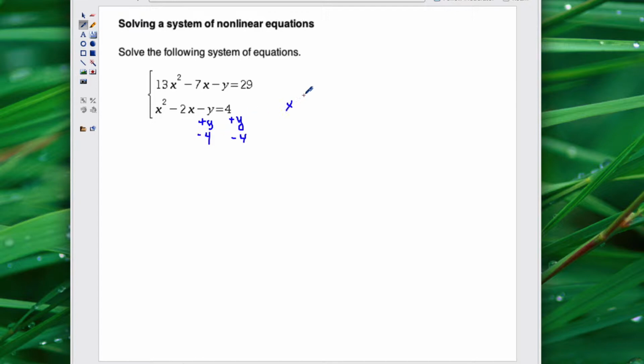Okay, so we're going to get x squared minus 2x minus 4 equals y. And so I'm going to go ahead and replace y here with this value right here. So I'm going to get 13x squared minus 7x, and this is minus y, so basically everything's going to change signs. So this is going to be negative, plus, and plus. So minus x squared plus 2x plus 4, and that's going to equal 29.